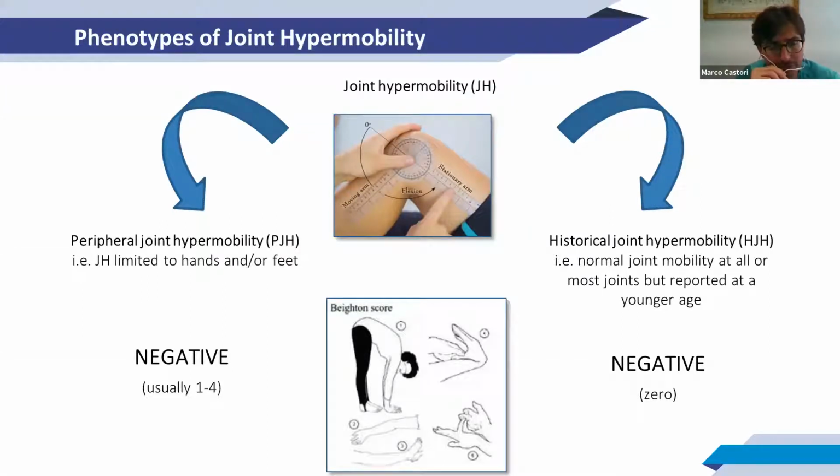It's quite common in children, especially in children with neurodevelopmental disorders. The Beighton score is negative. Lastly, in the past literature around joint hypermobility, and more specifically the joint hypermobility syndrome, there was an emphasis on historical joint hypermobility. Historical joint hypermobility is a form of joint hypermobility that is present only in the personal history of the patient. When you see the patient at the time of first evaluation, you cannot find joint hypermobility.